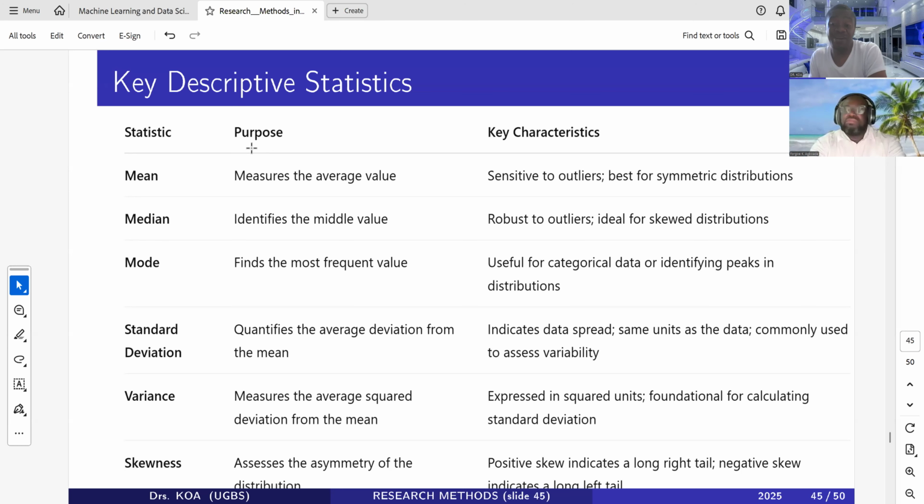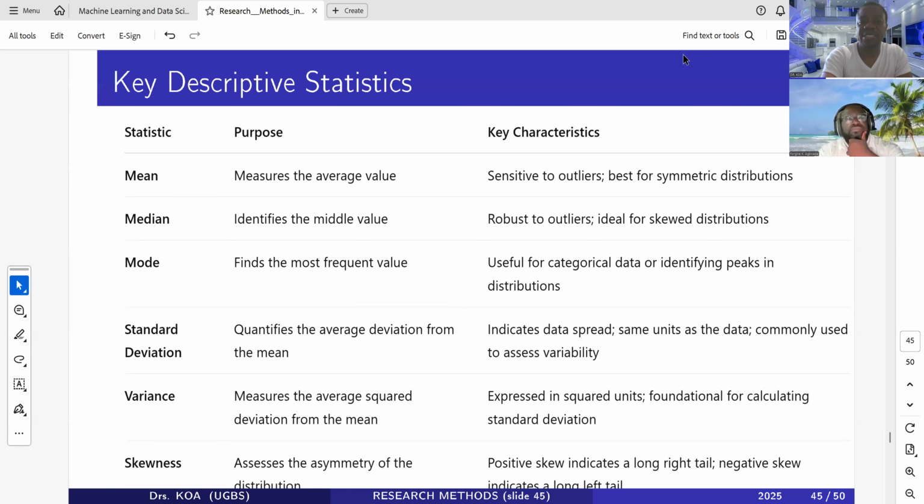Write it down. You forget because I asked you these things. Use the mean instead of the median when the data is normally distributed. That's when you use the mean. But when do you know that the data is normally distributed? A normally distributed data is a data set that is symmetric.